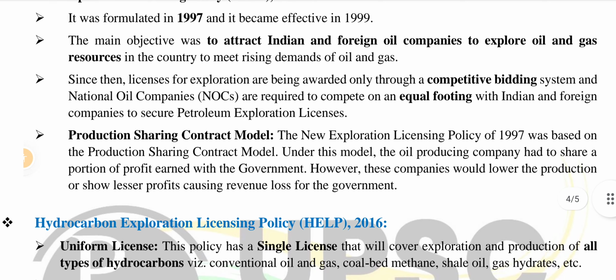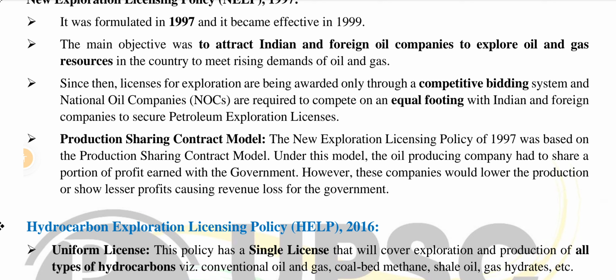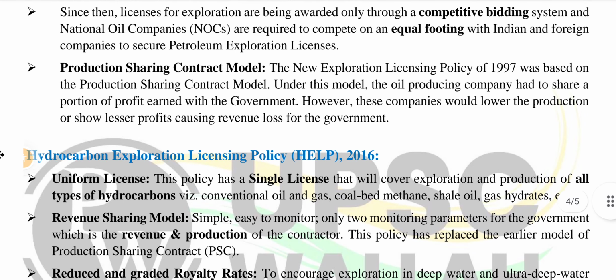Production sharing contract model. The new exploration licensing policy of 1997 was based on the production sharing contract model. Under this model, the oil producing companies had to share a portion of profit earned with the government. However, these companies would lower the production or show lesser profit, causing revenue loss to the government.